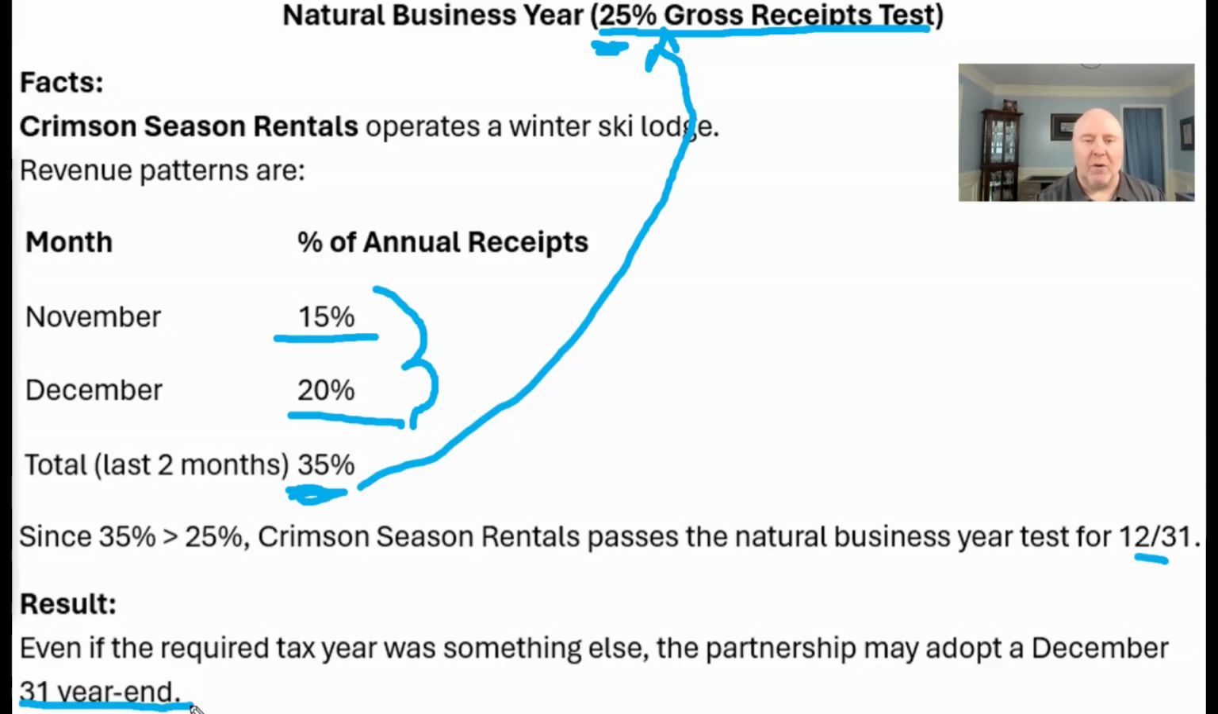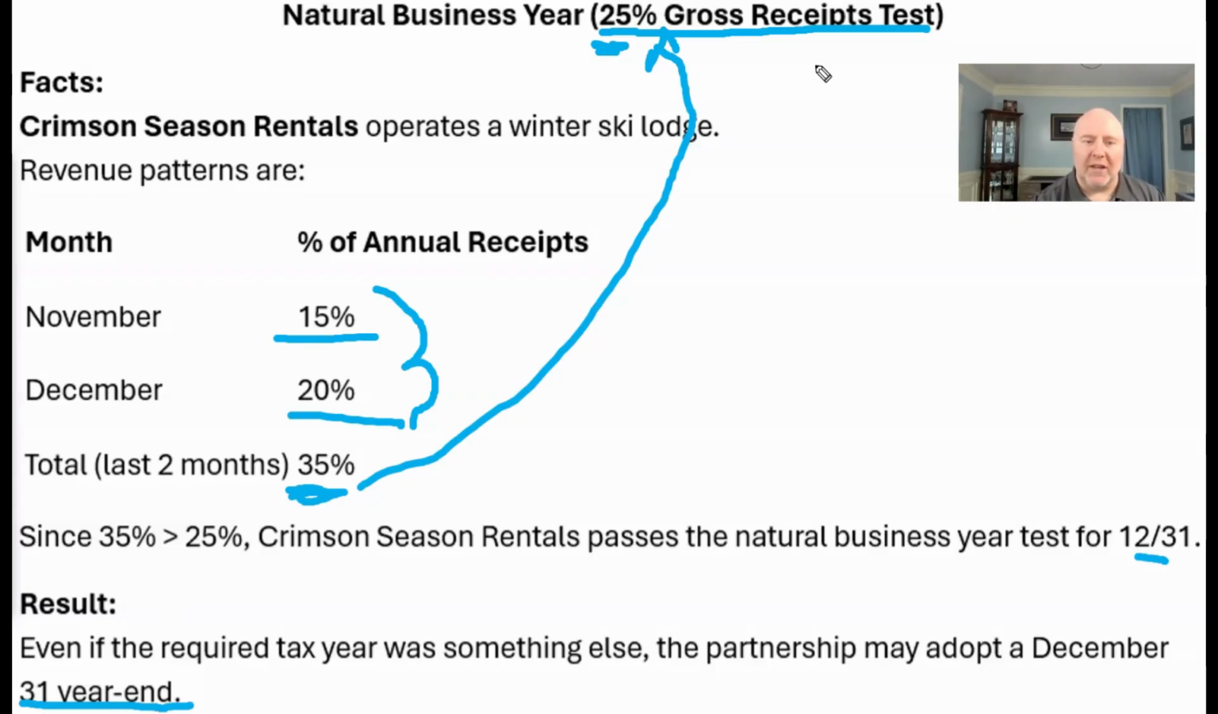Notice that this isn't the requirement that it's within the 3 months of our required tax year. That's where it differs from the 444 election in some regards. But the 444 election didn't require 25% of gross receipts. So there are some differences. And with this natural business tax year, we aren't paying the deferral amount up front. So these are the rules that we're looking at for the second test, the natural business year.